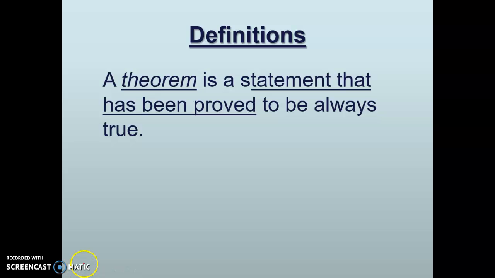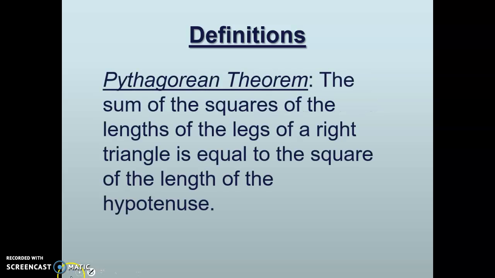A theorem is a statement that has been proven to be always true. And the Pythagorean theorem has been proven over and over again to always be true. We know that equations and theorems basically just describe or define patterns that we recognize that God has created. There are over 200 different proofs that have proven this theorem to be true. The Pythagorean theorem says, the sum of the squares of the lengths of the legs of a right triangle is equal to the square of the length of the hypotenuse.